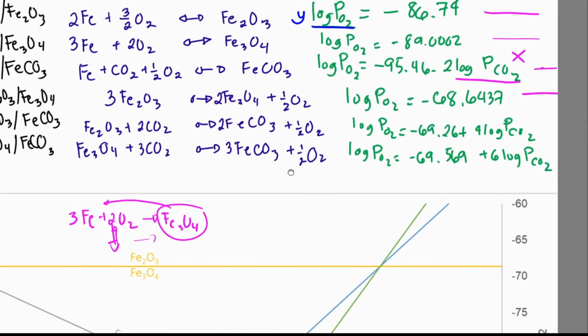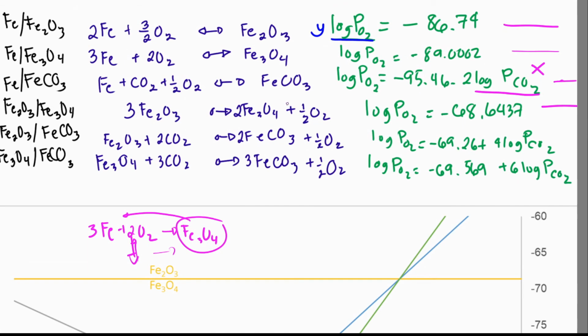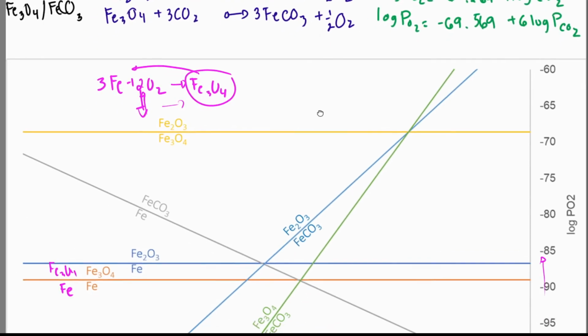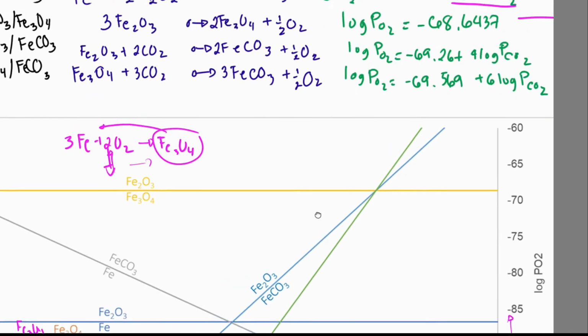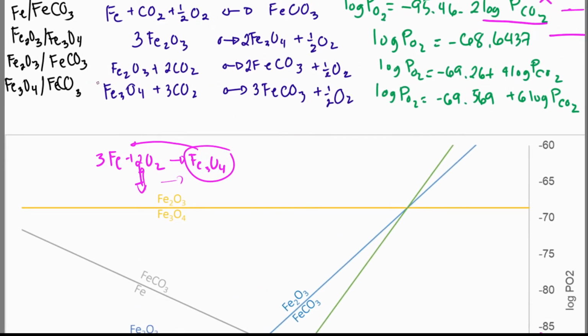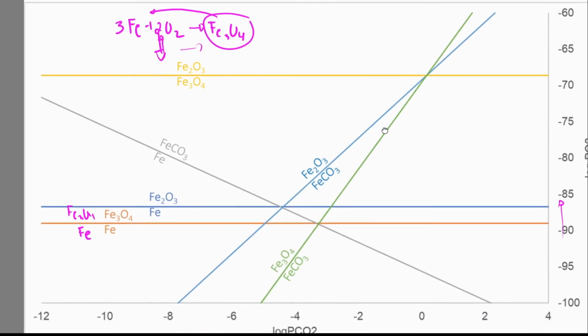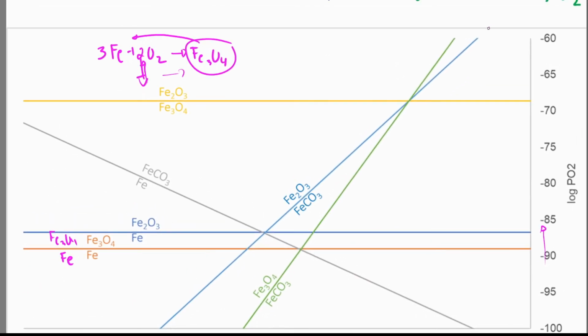Now for the slanted lines, we have Fe, FeCO3, negative 2 log PCO2, log PO2. This is this one, pababa. We have Fe2O3, FeCO3, log PO2, 4 log PCO2. So I'll just graph this. I used Excel to graph, and Fe3O4, FeCO3, ito siya.